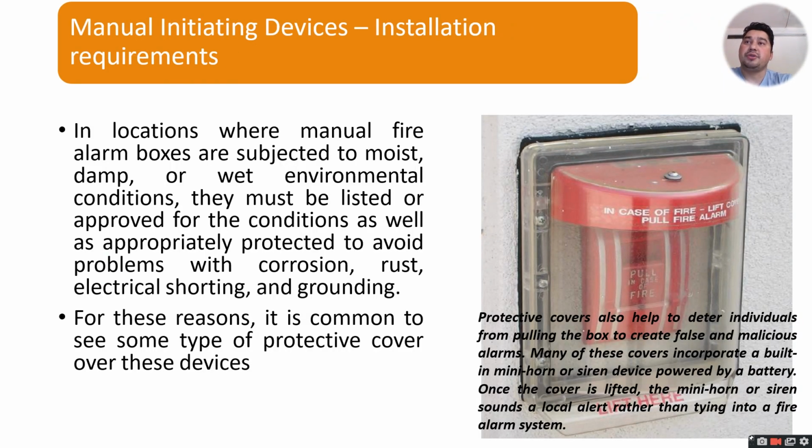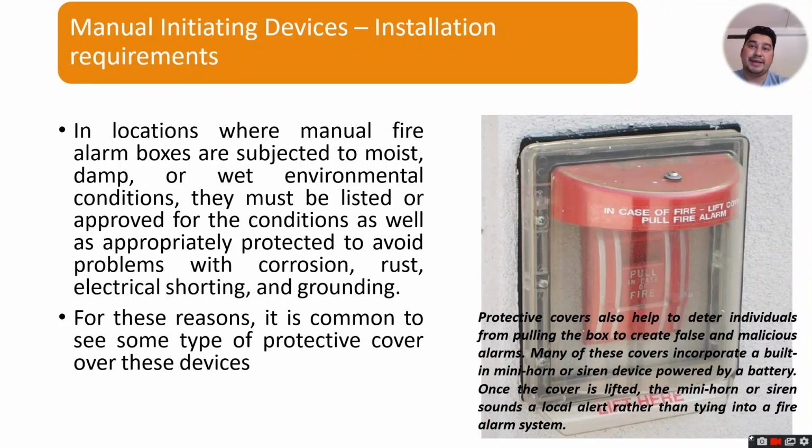Manual initiating devices installation requirements. In locations where manual fire alarm boxes are subjected to moist, damp, or wet environmental conditions, they must be listed or approved for the conditions as well as appropriately protected to avoid problems with corrosion, rust, electrical shorting, and grounding. So, wherever you are installing these manual initiating devices, you have to make sure they are protected from hazards like moisture and other environmental hazards, so that during an emergency they can be used appropriately.